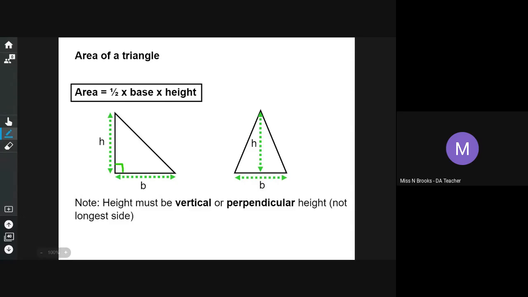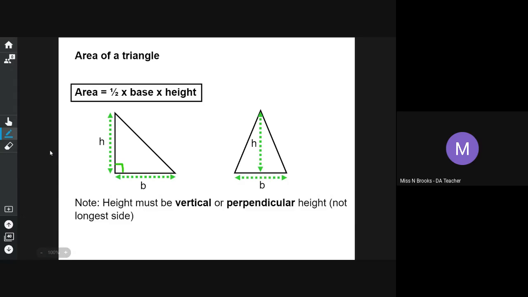So, area of a triangle. Now, remembering back to the last video where I was introducing the area of a rectangle. In the area of a rectangle, we were multiplying the length at the bottom by the breadth, which was the height going up of our rectangle. When we're talking about triangles, instead of lengths and breadths, we talk about bases and heights.